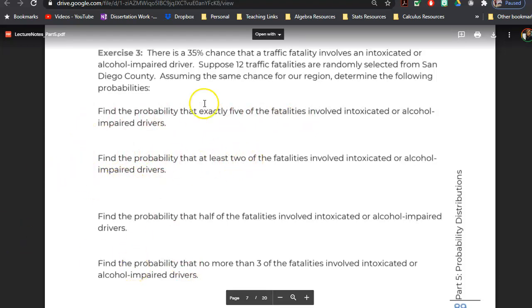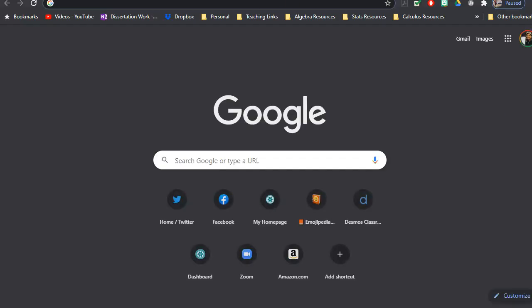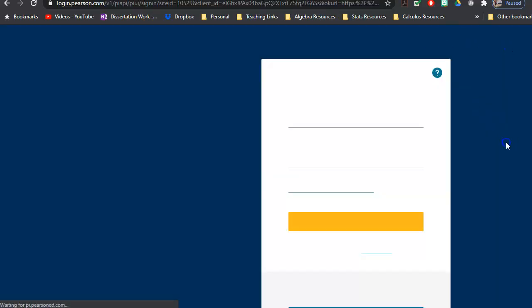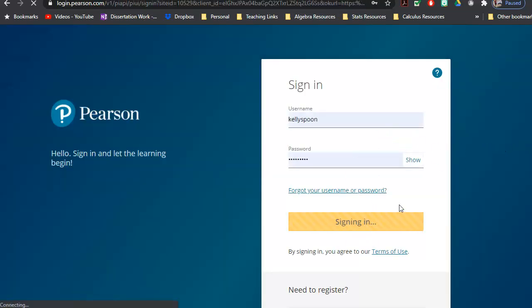Obviously, we could use the formula with the binomial here, but I'm going to show you how to do this a little differently. If you go to StatCrunch and log in, I'll use my own. You're going to want to open StatCrunch because we're going to be using one of the features within StatCrunch. So we're going to open StatCrunch.